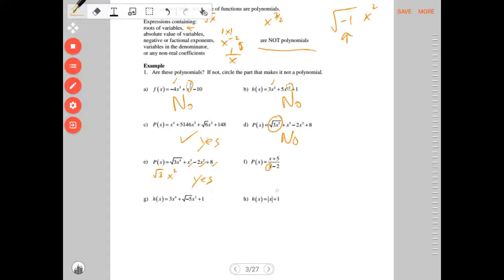Here we have an x on the bottom, so that's a no. Here we have, ooh, look, the square root of a negative, so that's a no. Okay, you can't square root -5. And yeah, just nope. It doesn't matter what's going on with the variables there. The coefficient isn't real, so it's not a polynomial. And then this one has an absolute value, so that is a no for that one as well. Okay, so again, these are kind of examples and non-examples of polynomials.